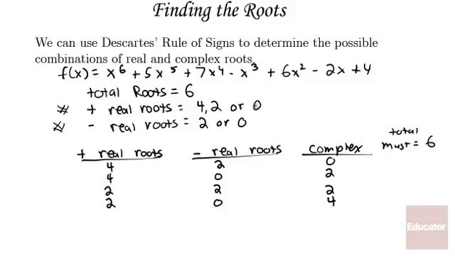Okay, finally, I may have 0 positive real roots, 2 negative real roots. 0 and 2 is 2, so I'd have to have 4 complex roots.